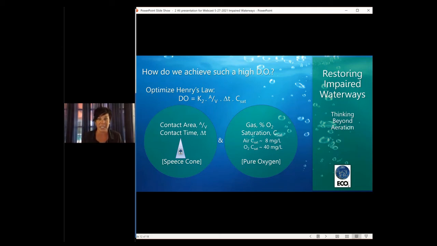Really what it boils down to is inside the Spiess cone, we're maximizing the contact area between the gas and the liquid, and we're maximizing the contact time of the gas and the liquid. And at the same time, we're increasing the gas concentration. So instead of air with 21% oxygen, we're using pure oxygen gas or high purity oxygen, which is really close to 100% concentration. So that's how you can increase that saturation level and how we can do it so efficiently.